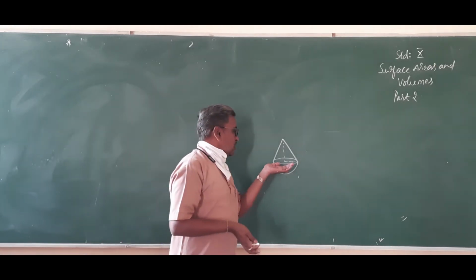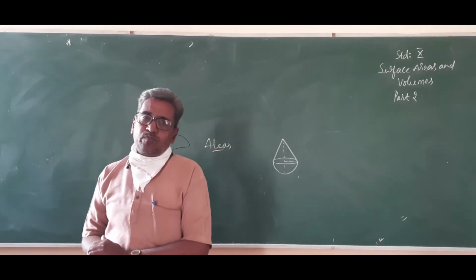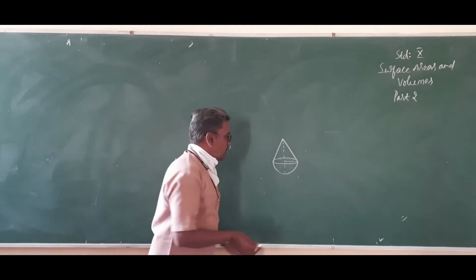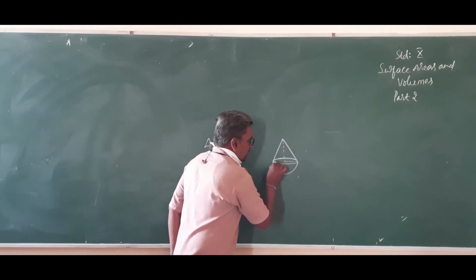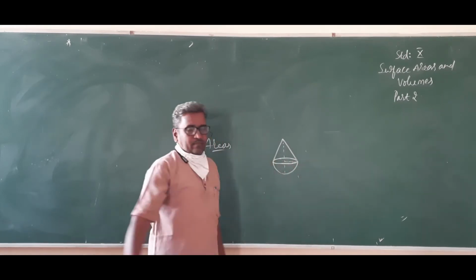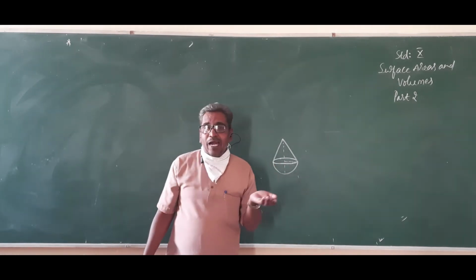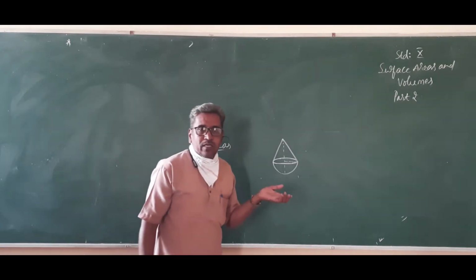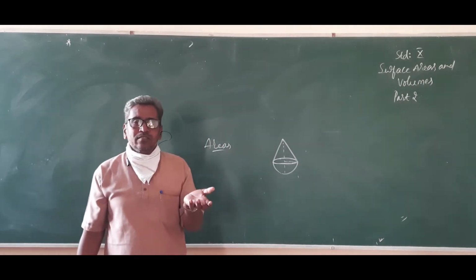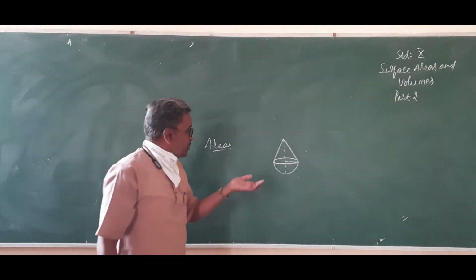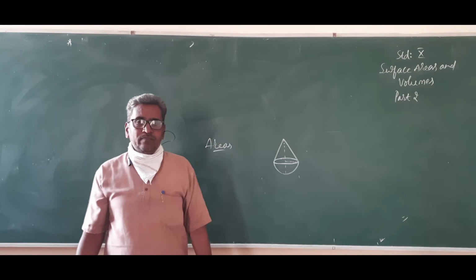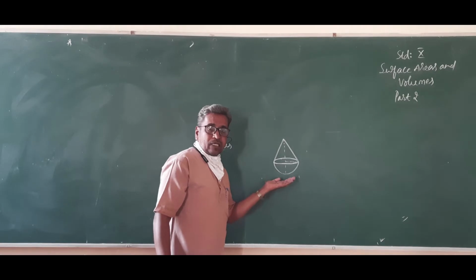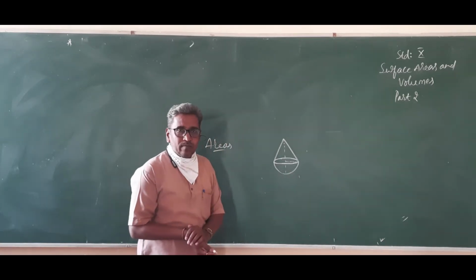What are the solids here? One is a cone, one is a hemisphere. The important point to remember about surface areas is that some part of the object disappears: the base of the cone and the upper part of the hemisphere. When you find the surface area, the disappeared area cannot be used. So the total surface area of this toy is equal to what?